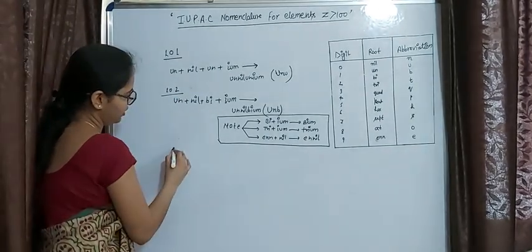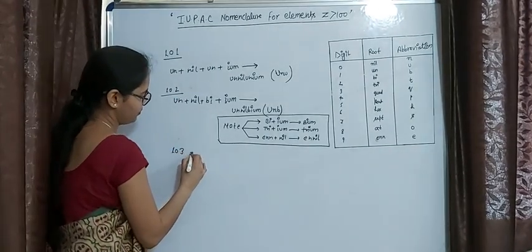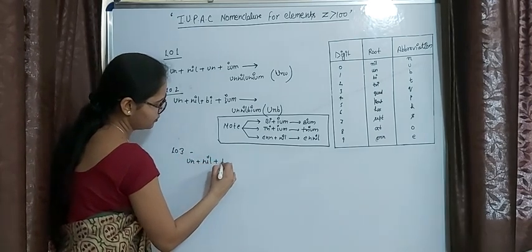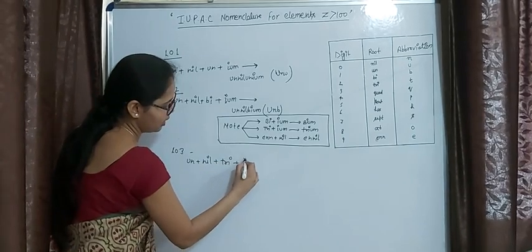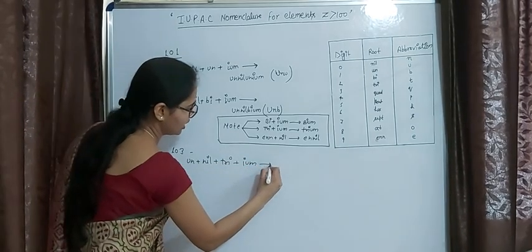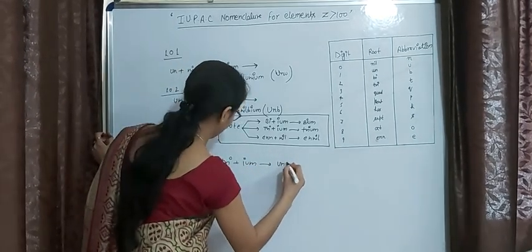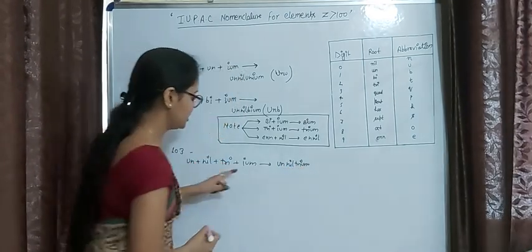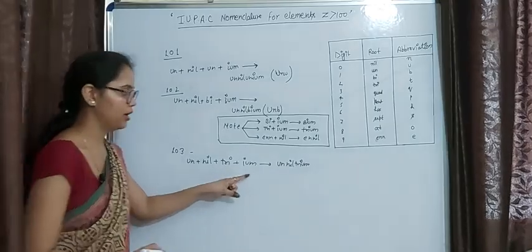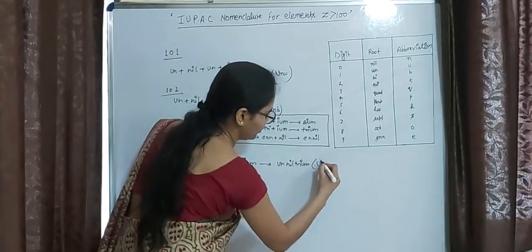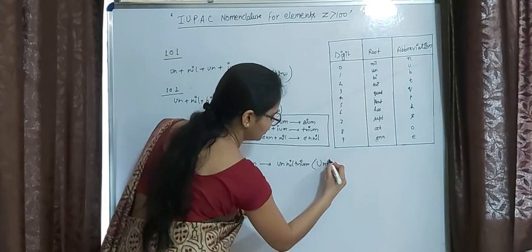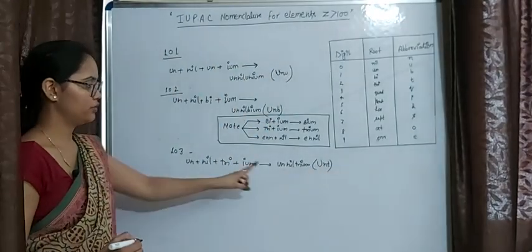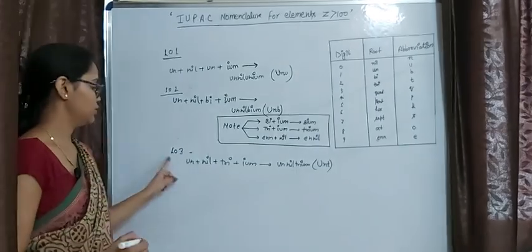Now for 103: un, nil, tri, and ium, so the name will be un, nil, trium. In this case we skip one i here. And the symbol will be U, N, T. So this is the IUPAC name for 103, and this is the symbol for 103.